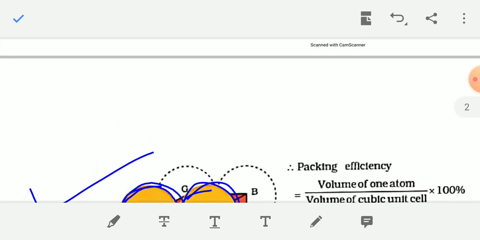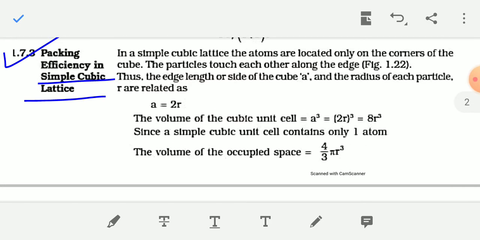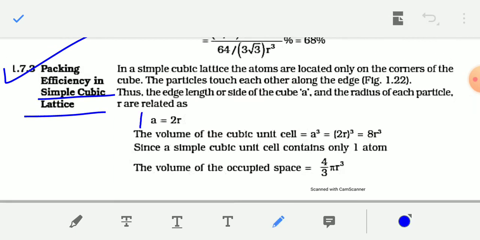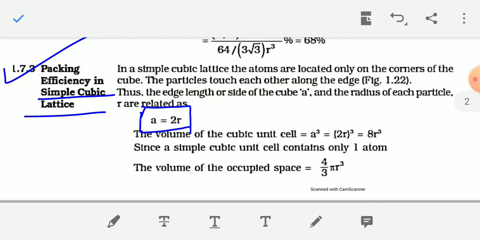So you have to remember that in case of a simple cubic unit cell, the particles are attached to each other along the edge of the unit cell. So you can write a is equal to 2r. Here a is the edge length of the unit cell, and r is the radius of each sphere, each particle. And in case of a simple cubic unit cell, there is only one particle per unit cell.